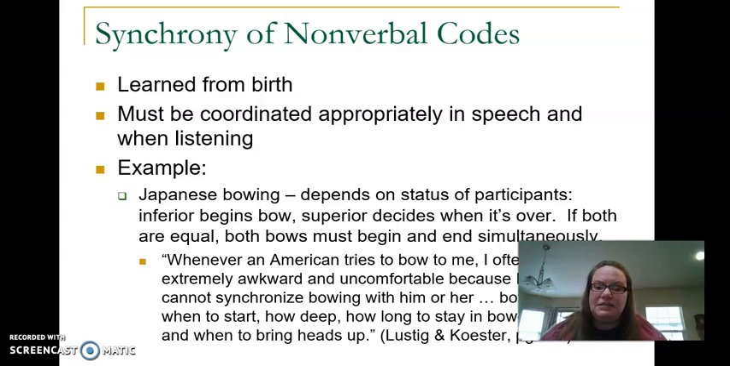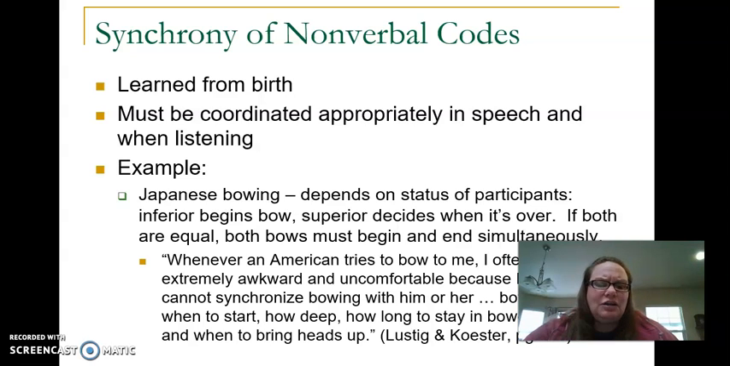So it depends on the status of the participants. The inferior begins the bow, the superior decides when it's over. If both are equal, then both bows must begin and end simultaneously. Okay, this is a quote that comes out of a book that I sometimes use. This book is very interesting and talks about a lot of business practices, but this quote is given this way.